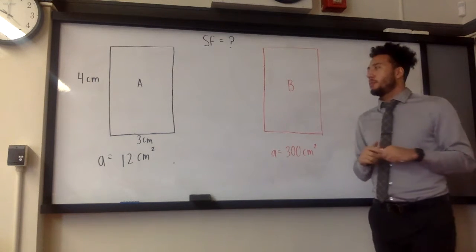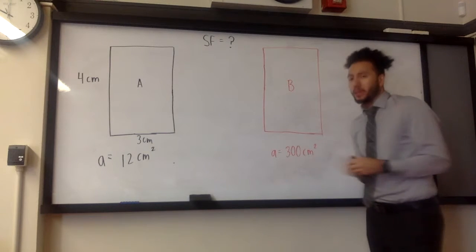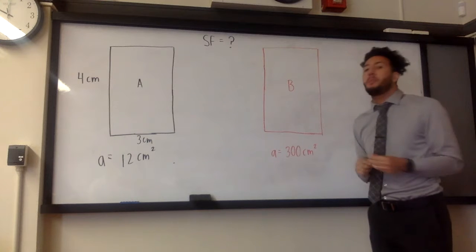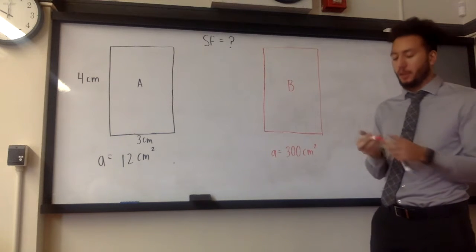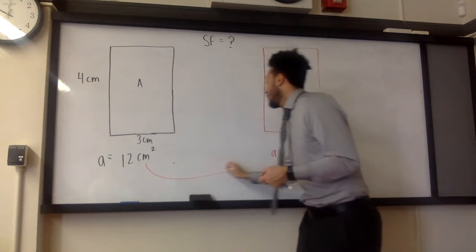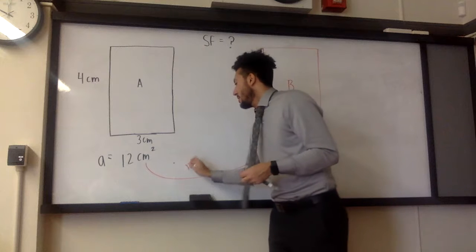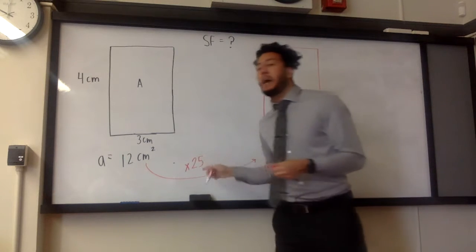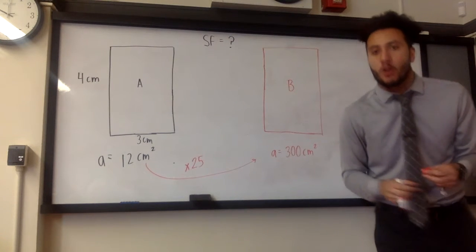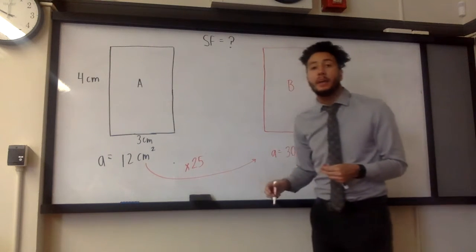For our final problem, we're going to talk about getting a scale factor when given both areas. In this situation, we have rectangle B's area listed as 300 centimeters squared. Firstly, we can determine that to get from the area of rectangle A to rectangle B's area, you need to multiply by 25. Now, as we mentioned in the previous figure, that does not mean that that is the scale factor. We need to understand what we are multiplying our side lengths by in rectangle A to get to rectangle B.